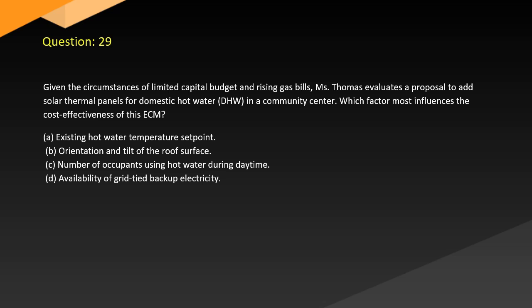Question 29. Given the circumstances of limited capital budget and rising gas bills, Thomas evaluates a proposal to add solar thermal panels for domestic hot water at a community center. Which factor most influences the cost-effectiveness of this ECM? A. Existing hot water temperature set point. B. Orientation and tilt of the roof surface. C. Number of occupants using hot water during daytime. D. Availability of grid-tied backup electricity.